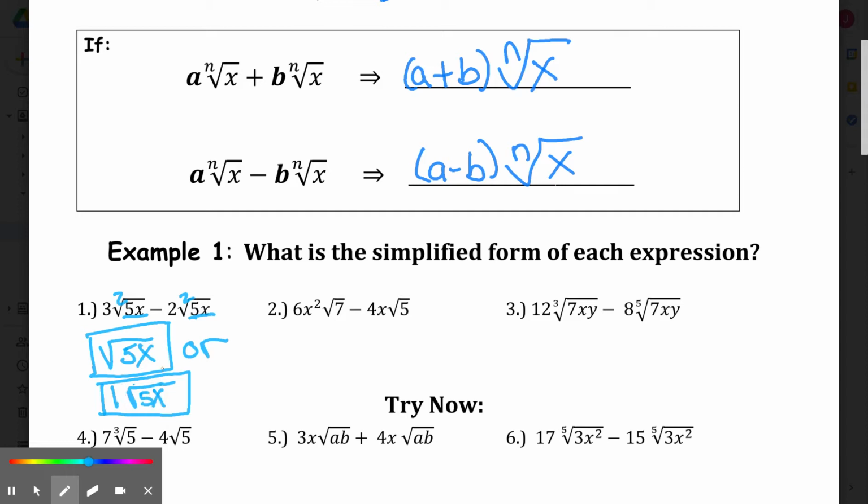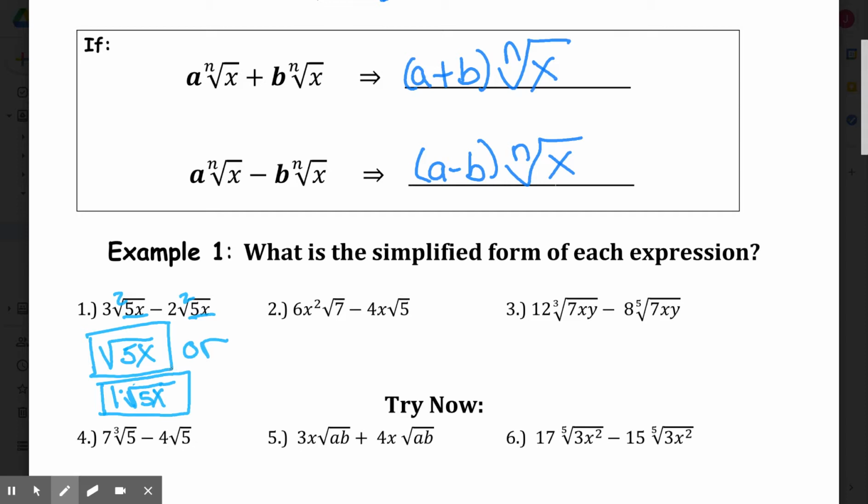So again, you can leave it as the square root of 5x or 1 square root 5x. It's up to you. For state testing, you're not ever going to really see that 1 in front. You're always going to see just the radical with whatever's inside. That's just how it goes.